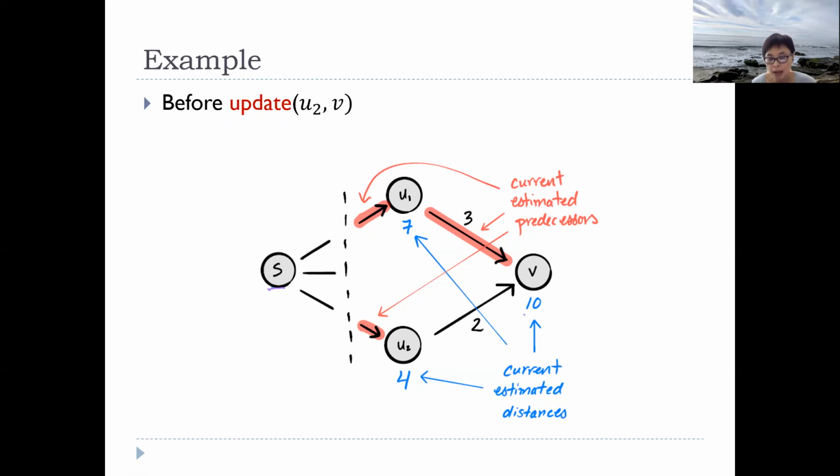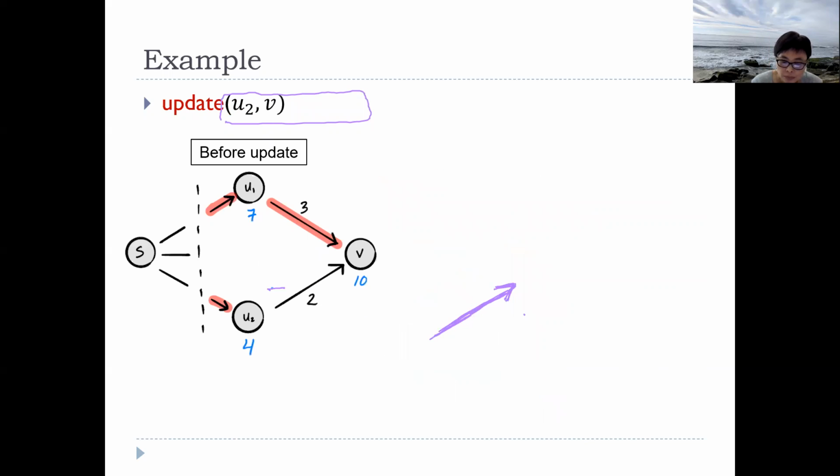Okay, so if this is what we have, let's now consider, suppose I perform an update operation on U2V. So now I do update along this purple edge. What does it mean? So now the V estimate right now is 10. That basically goes from S to U1 and from U1 to V, because the predecessor currently is U1. So currently my best shortest path is 10.